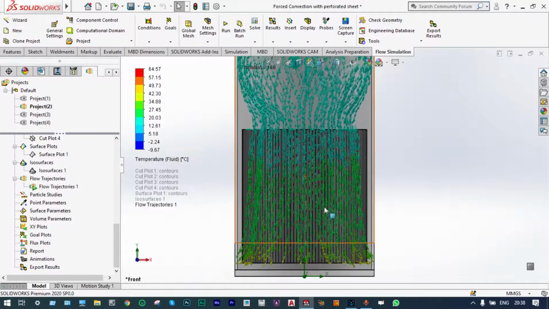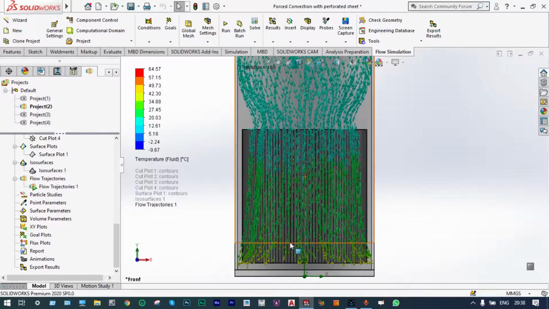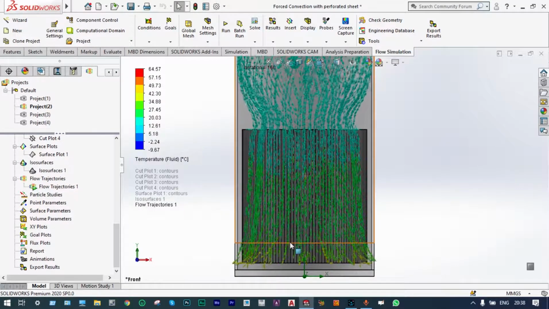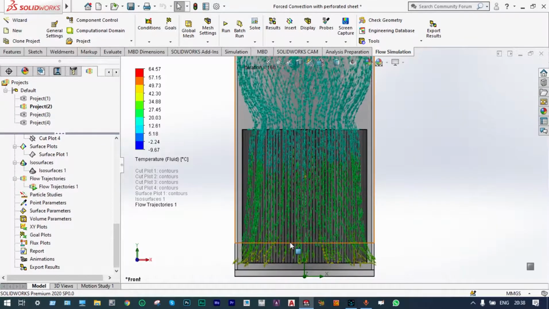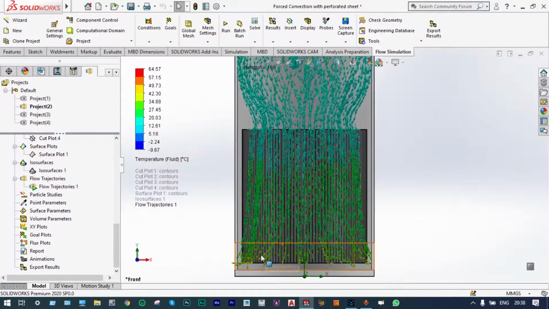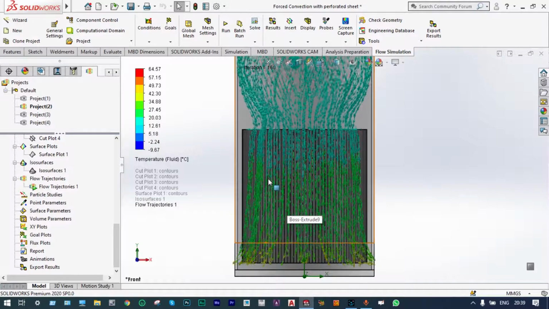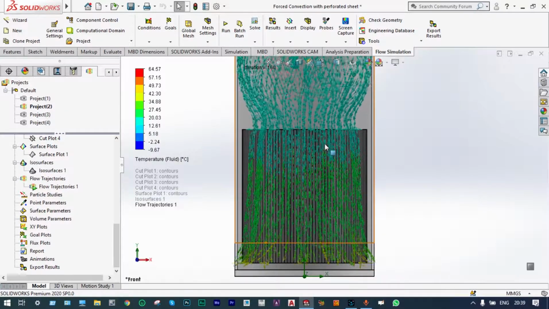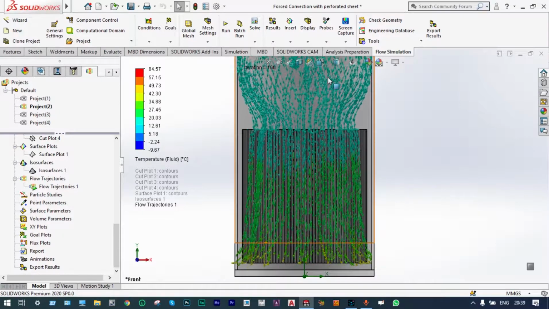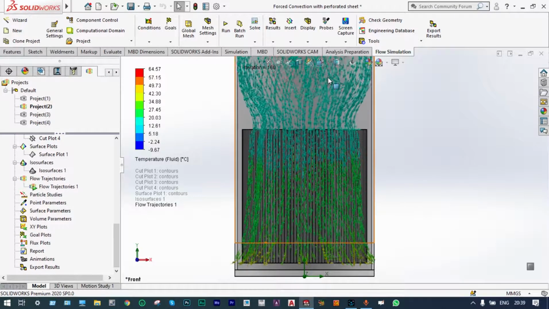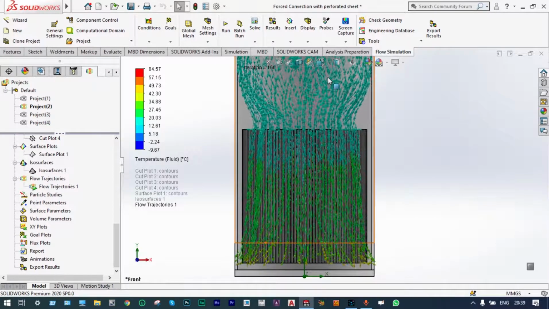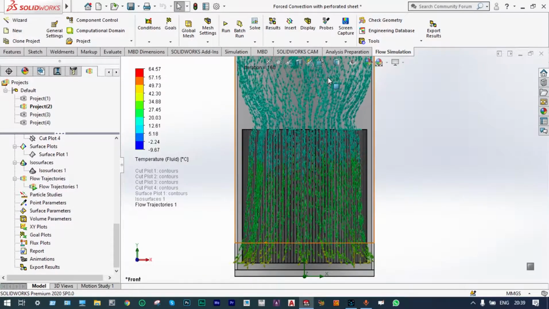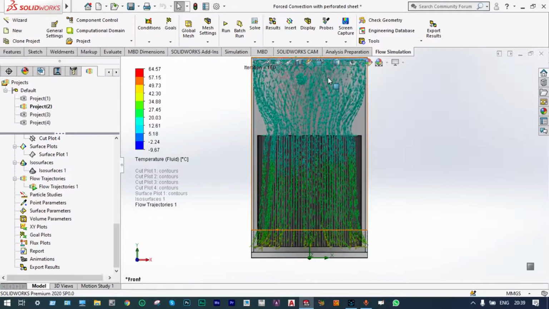It is clearly understood that at the bottom part, the air particles are heated up. It is in the range of near about 34 to 42 degrees centigrade, indicated by yellow color. At this range, the temperature is 34.88 degrees centigrade. And as we are moving up, the temperature of forced air is decreasing. It is in the range of near about 12 degrees centigrade.